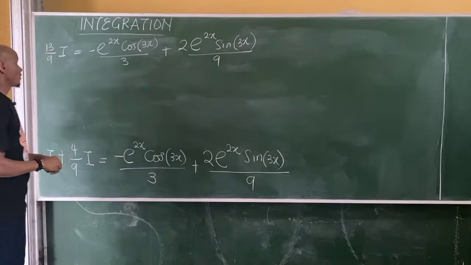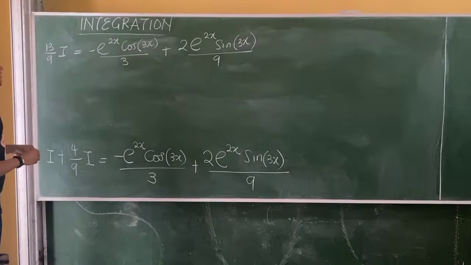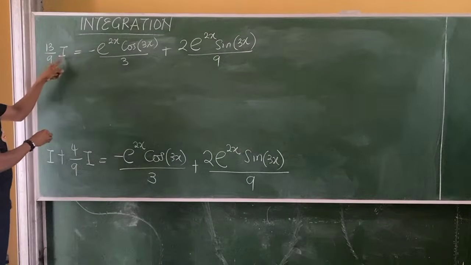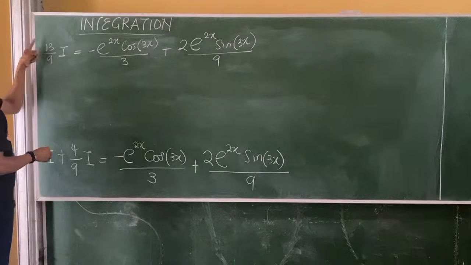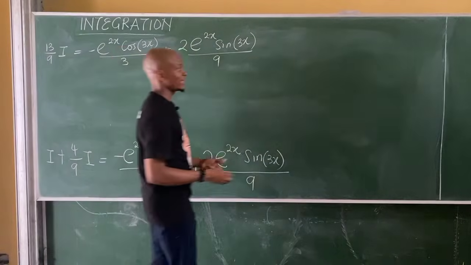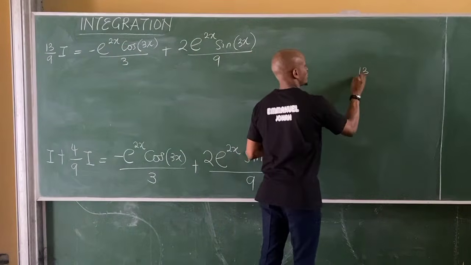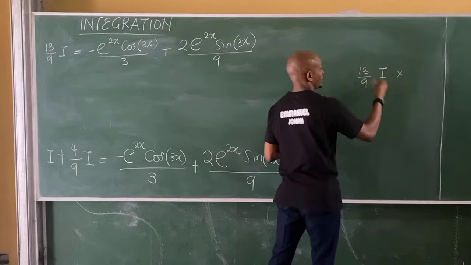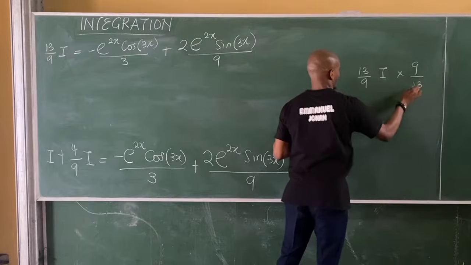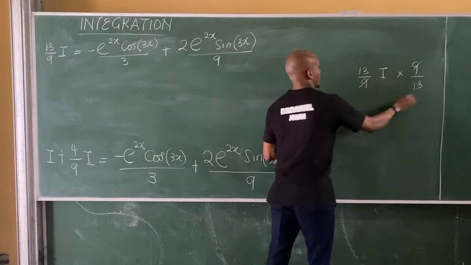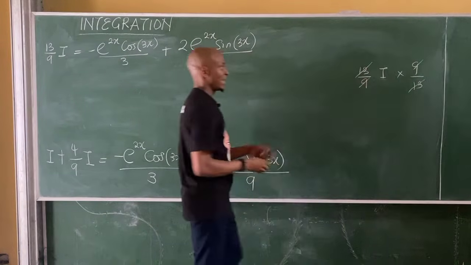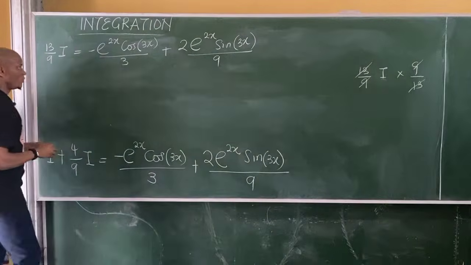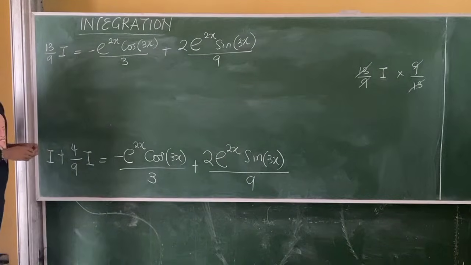So I have this. Alright, so if I want to get I here, it's simply multiplying. If I multiply I by 9 over 13, I'll get I standing alone. So I have 13 over 9I. Simply multiply this value by the inverse 9 over 13. So that 9 cancels 9 and 13 cancels 13. I'm left with I. So multiply both sides by 9 over 13.